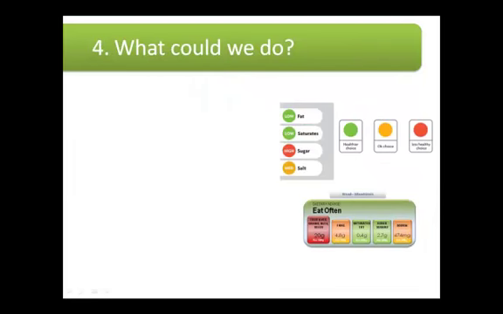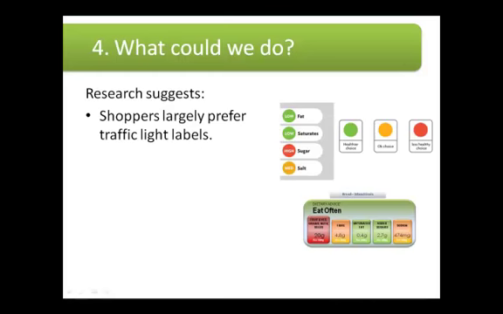In relation to those 6 labels, the snapshot provides a summary of the pros and cons of each and the literature on shopper use, preferences and understanding. It also summarises the research on whether front of pack labels influence food purchases and consumption. In brief, this research suggests shoppers largely prefer traffic light based labels over other labelling formats.